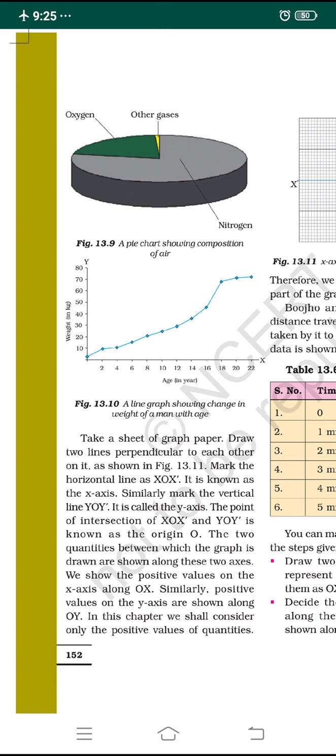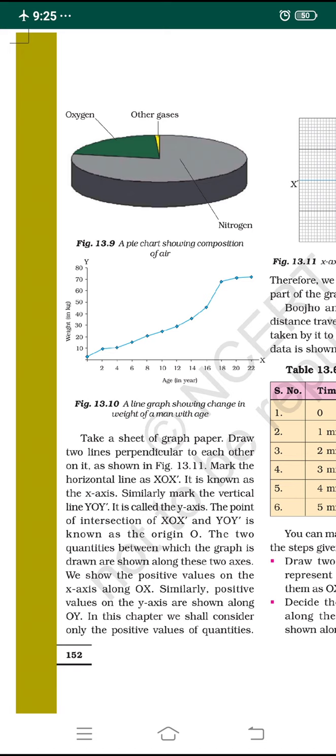Now, how to draw this line graph? Simple. You have to take a sheet of graph paper. You have seen graph paper many times. So you have to take one graph book, and in that you have to take a sheet of graph paper.